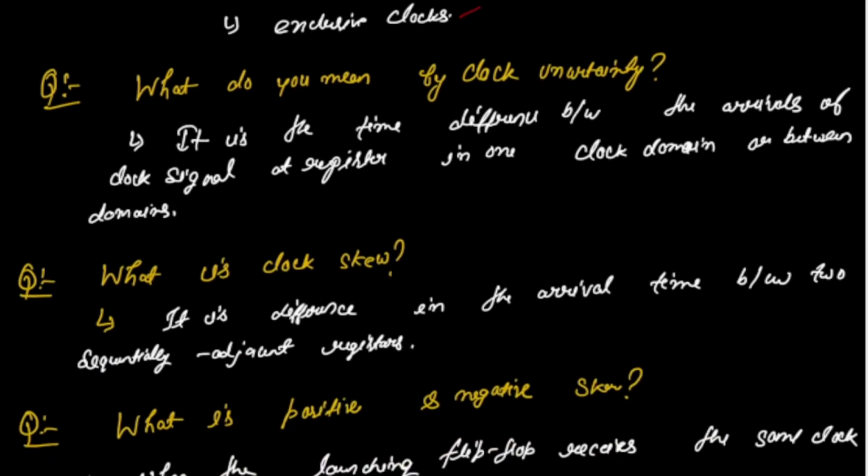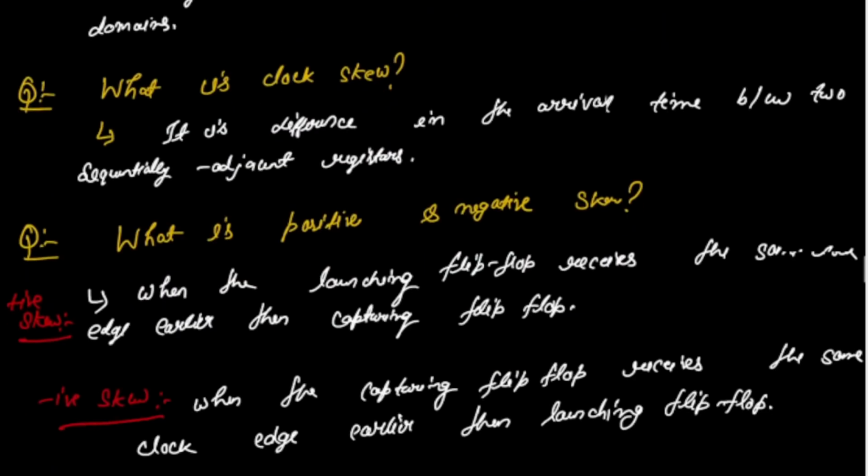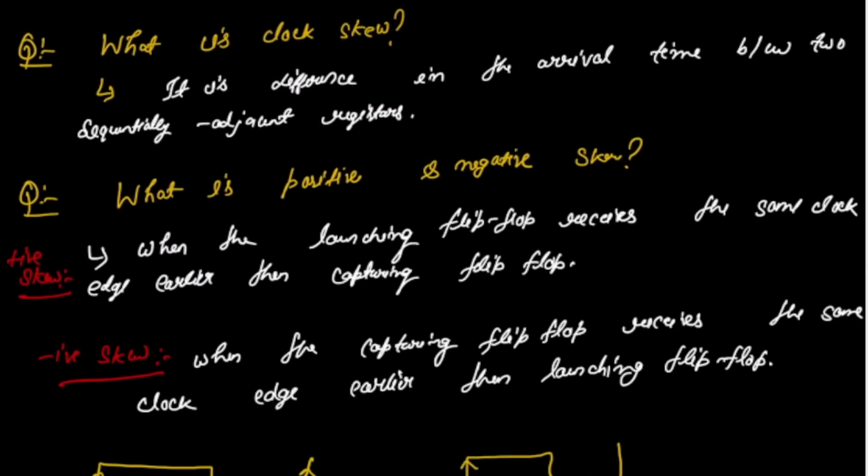What is clock skew? It is the difference in the arrival time between two sequentially adjacent registers. It means how much time difference there is between the clock reaching two flip-flops. That time is called clock skew. Clock skew is of two types: positive clock skew and negative clock skew.